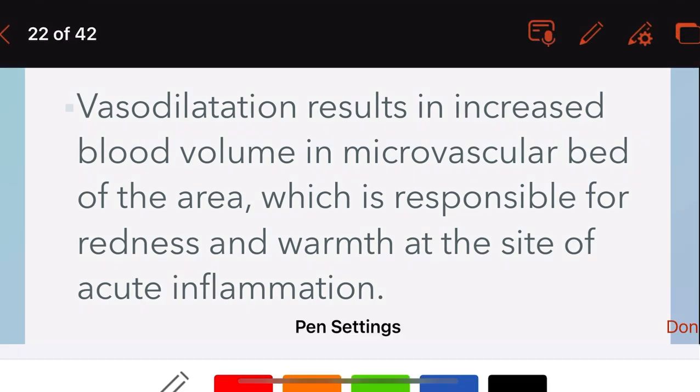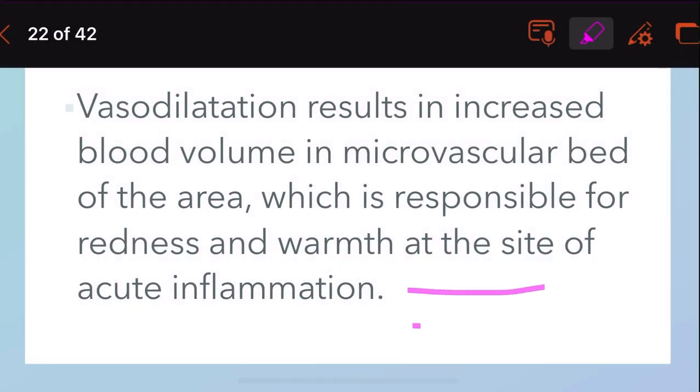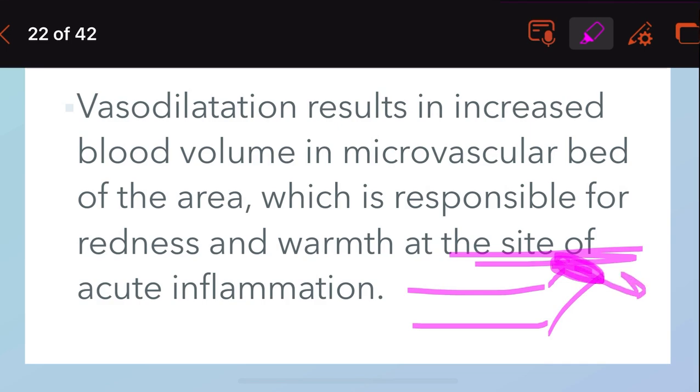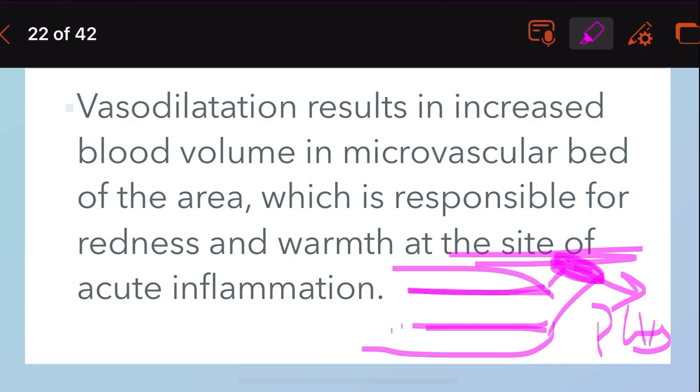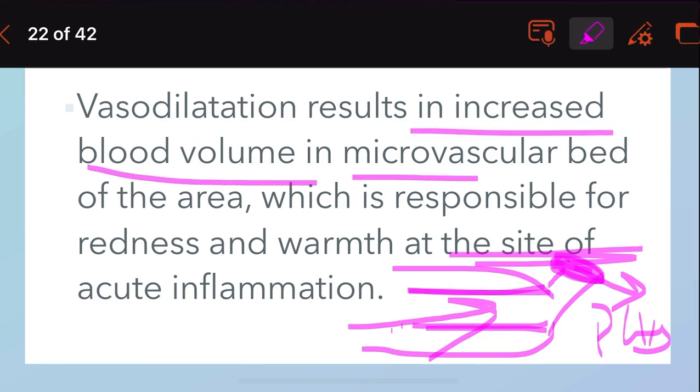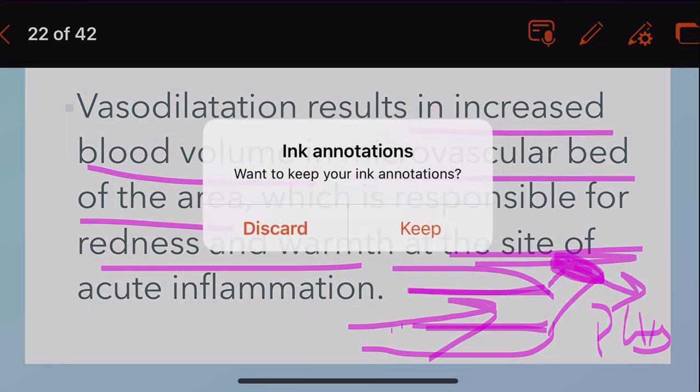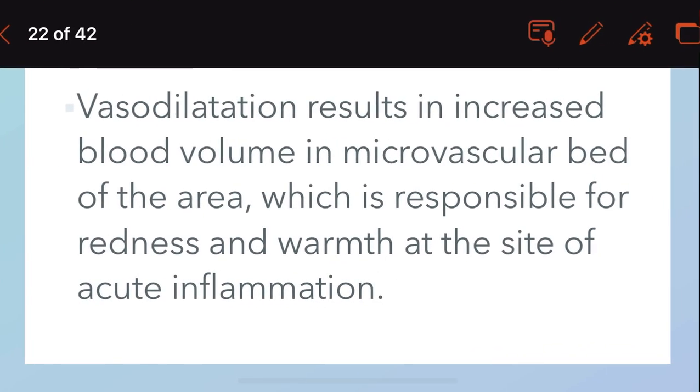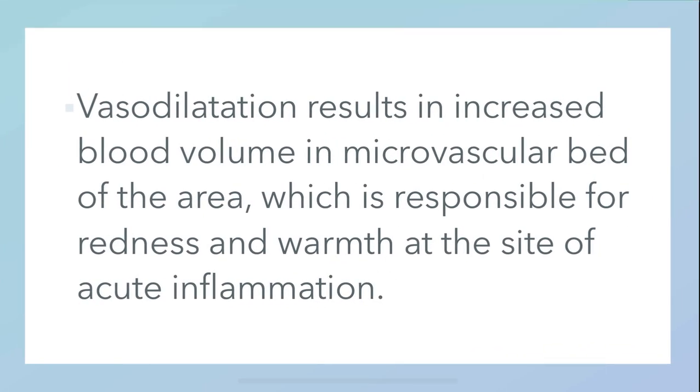So why is the vasodilation happening? This is the remaining healthy blood vessel and this is the injured one. In the injured one, there is a sealing which is formed by the hemostasis, a plug formation. Now the remaining blood vessel is vasodilated to increase the blood flow. It is resulting in the increased blood volume in the microvascular area. It is responsible for the redness and the warmth at the site of the inflammation. This increased vasodilation increases blood flow to the injured site for rapid healing.